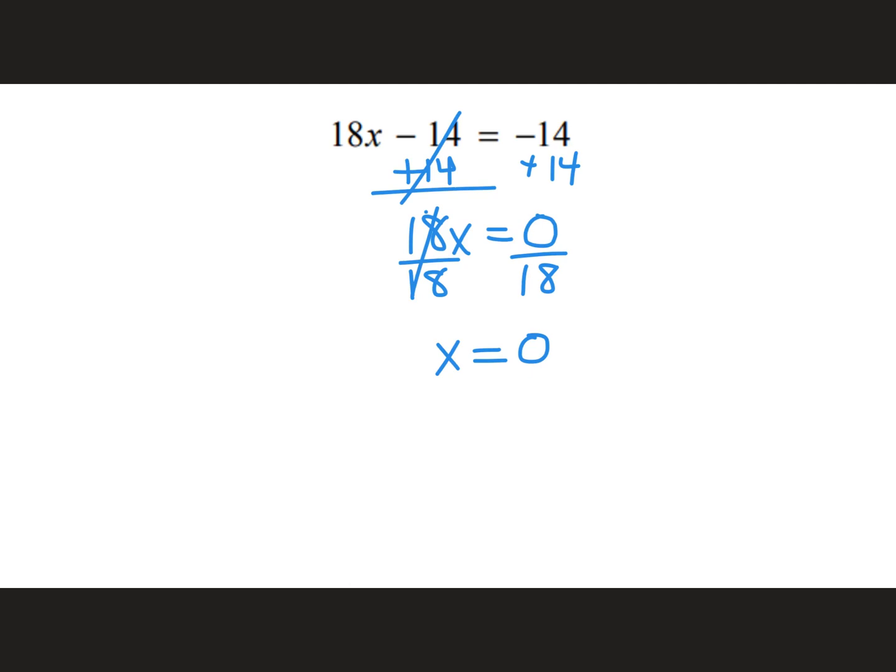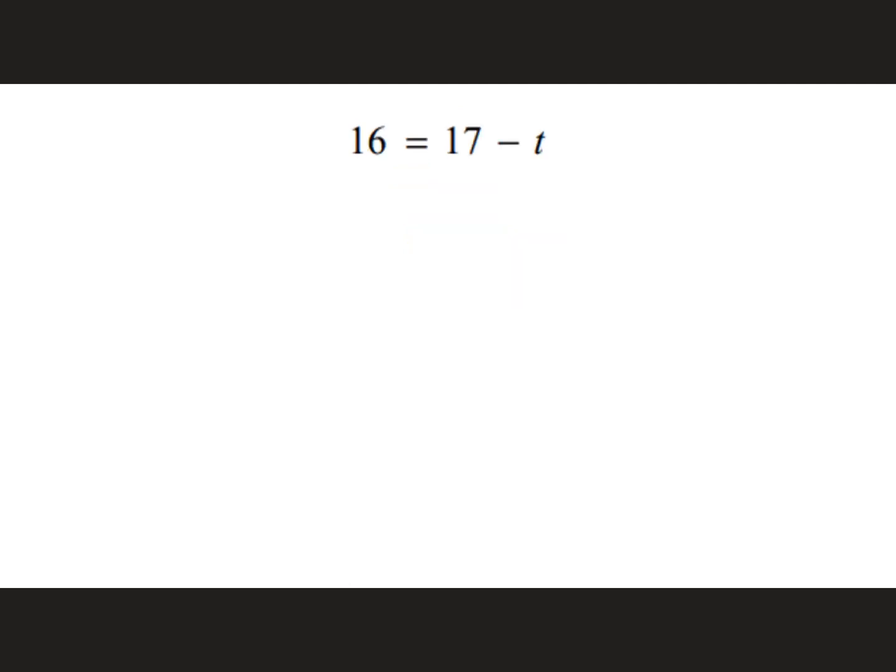All right, let's look at another one. This does not look like a two-step, but it actually is. So follow along with me. We're not getting rid of the 16. We're getting rid of the 17 because the 17 is on the same side as the t. The 17 is positive, so I'm getting rid of it with a negative. So negative 17 on both sides.